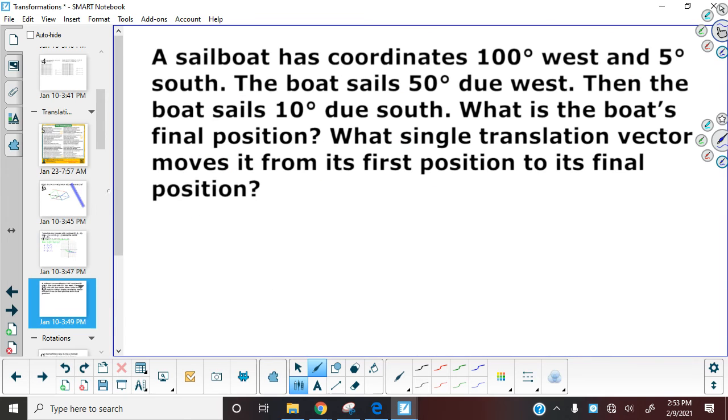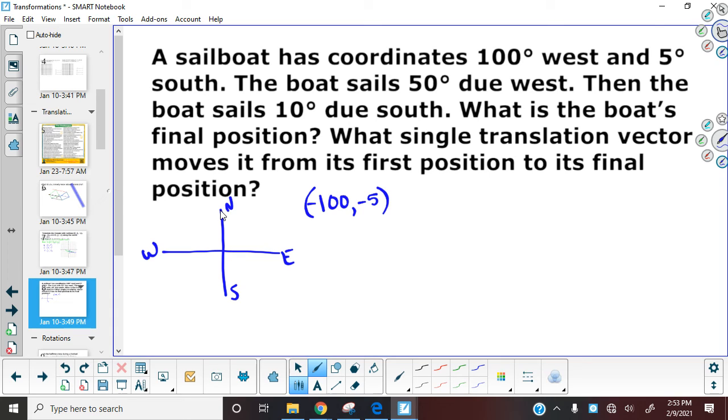All right, let's take a look at the sailboat. It has coordinates of 100 degrees west, 5 degrees south. So first off, think about a compass. Sorry, I had a little brain lapse. West is this direction, east is this direction, and we've got north and south. If you think about it in terms of a coordinate plane, 100 degrees west is a negative number because you've gone to your left. 5 degrees south has gone down, so it's a -5.